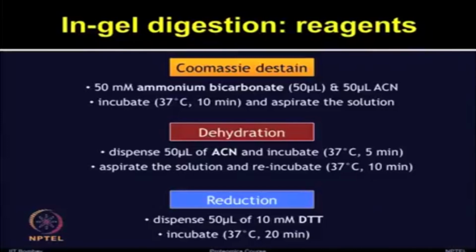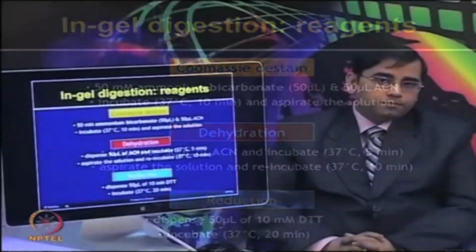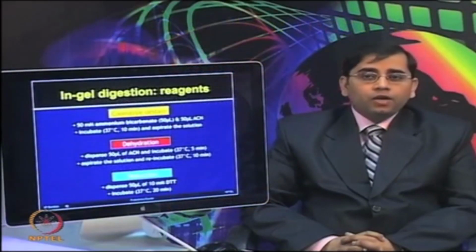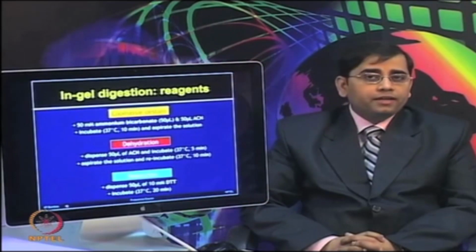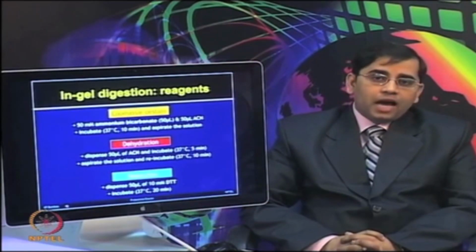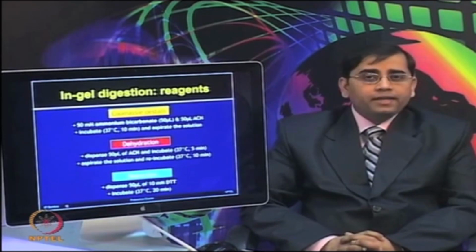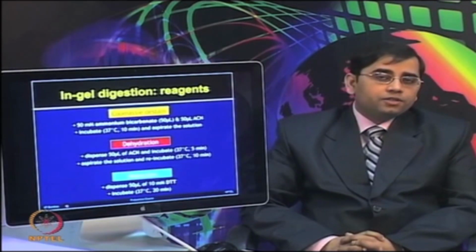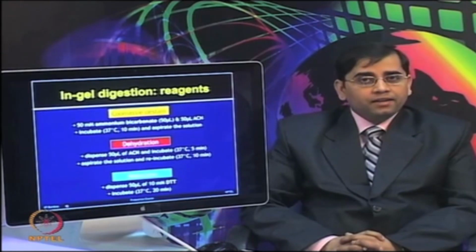The excised gel pieces should be washed with the bicarbonate buffer and acetonitrile for removal of the staining agent. You can see the recipe in the slide. We will talk more about how to do these experiments when we come to the animation of these steps. Acetonitrile reduces the hydrophobic interaction between protein and the stain, while the ionic solution decreases the ionic interaction between negatively charged Coomassie brilliant blue dye and the positively charged protein.